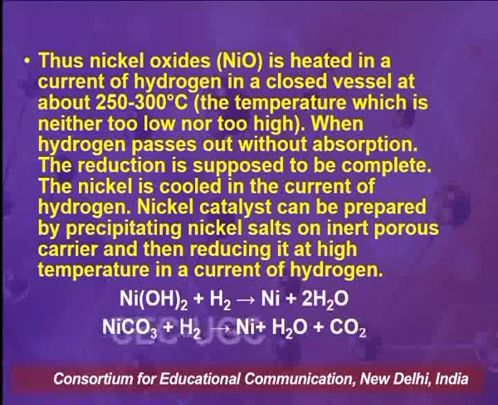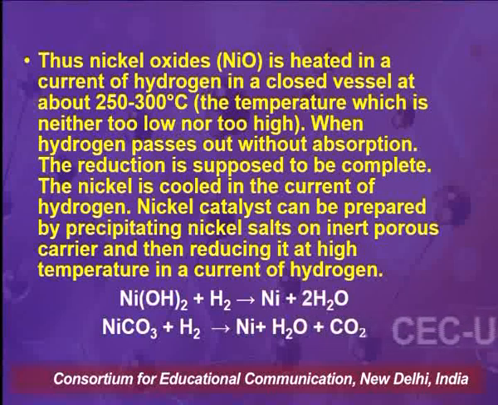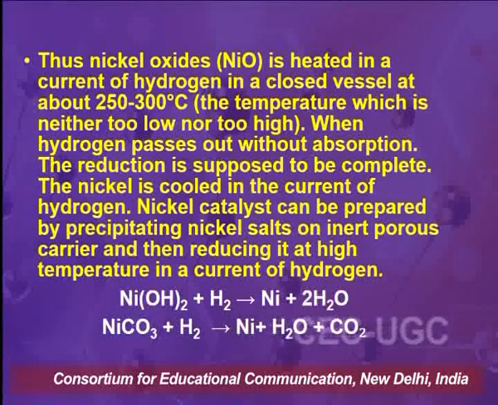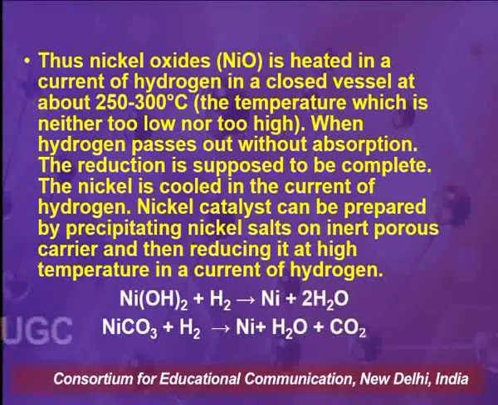That means the temperature which is neither too low nor too high. When hydrogen passes out without absorption, the reduction is supposed to be complete. The nickel is cooled in the current of hydrogen. Nickel catalyst can be prepared by precipitating nickel salts on inert porous carrier and then reducing it at high temperature in a current of hydrogen.